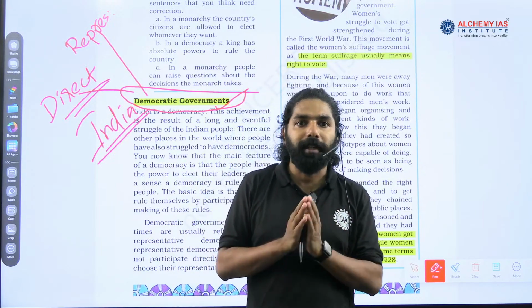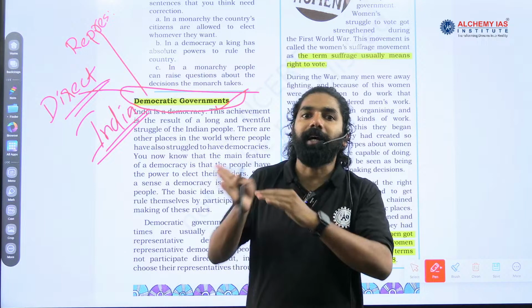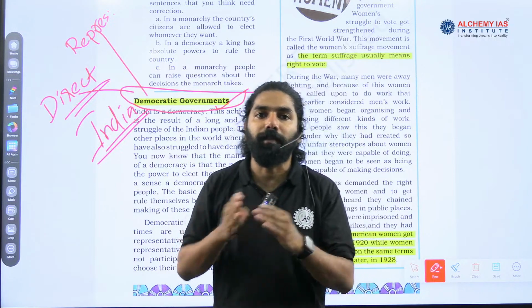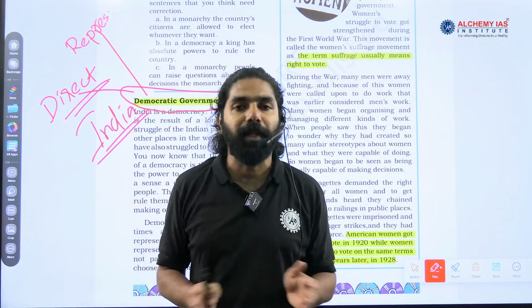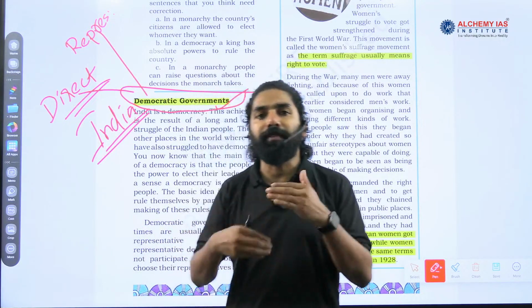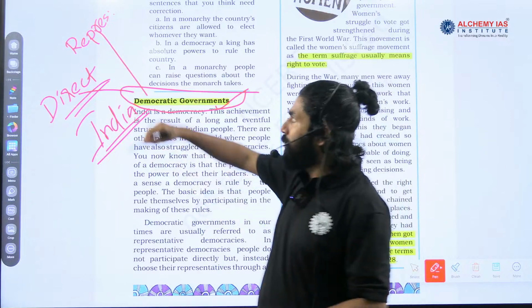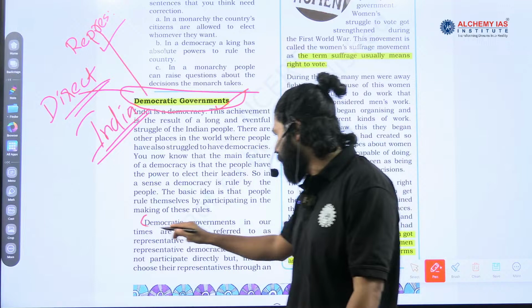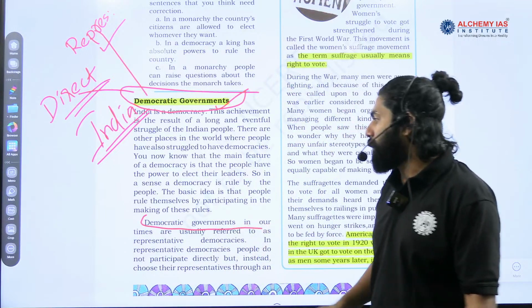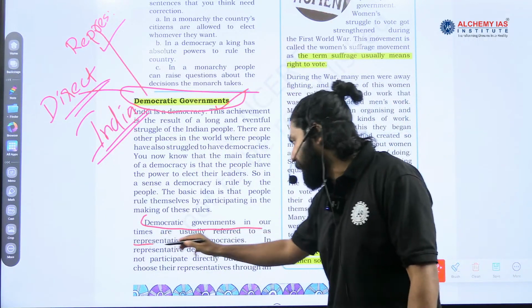They follow direct democratic government, where people are directly part of the day-to-day decision making of the government. But in India, since we have a large area and large population, this will not be suitable. So that's why we adopted a type of democratic government called representative democratic government. Here you can see in this paragraph, democratic government in our times usually refers to representative democracy.